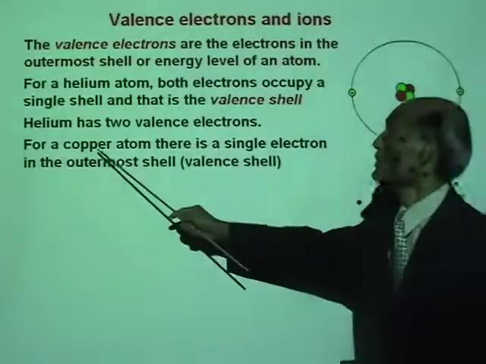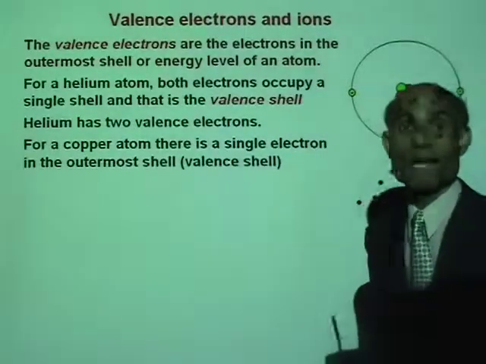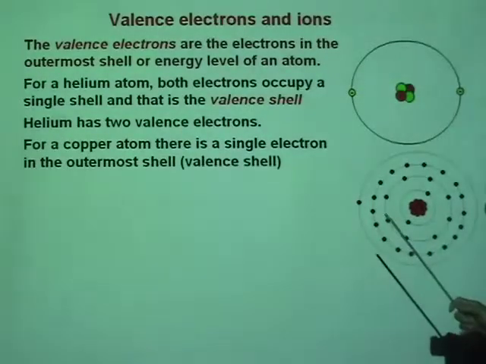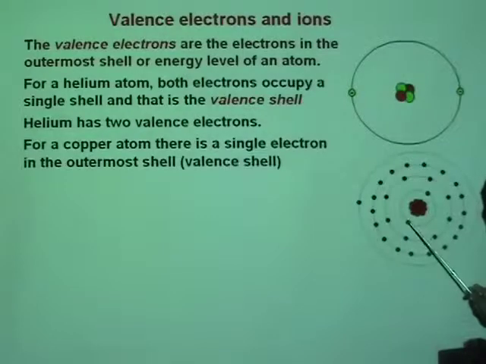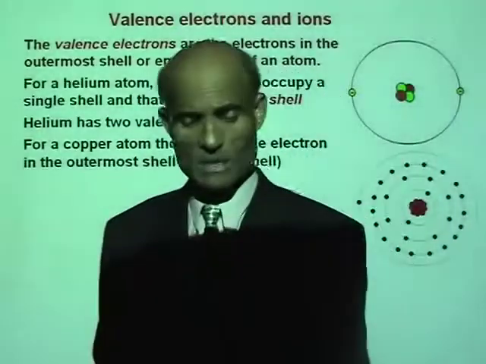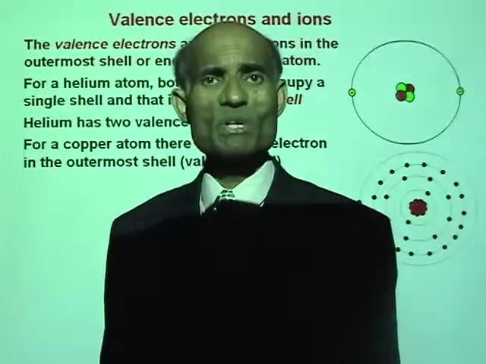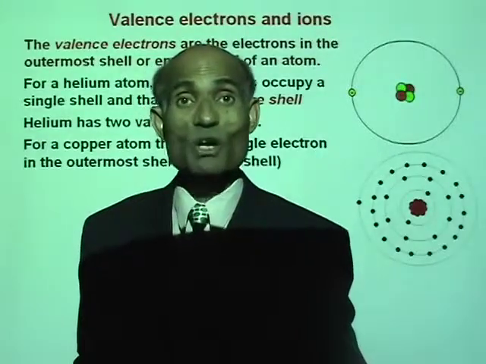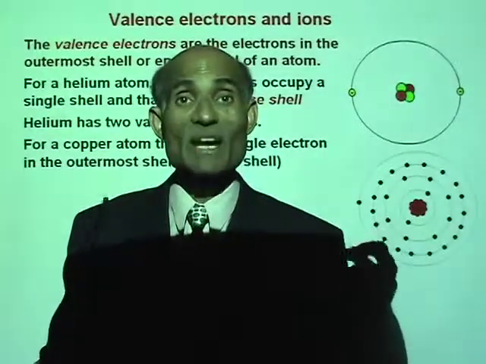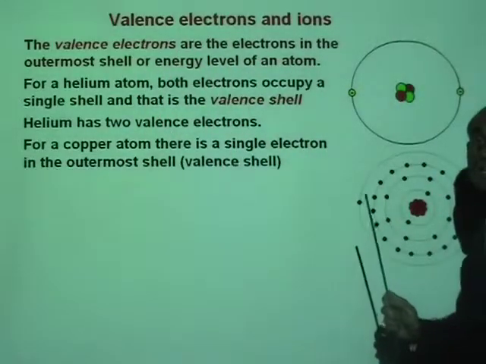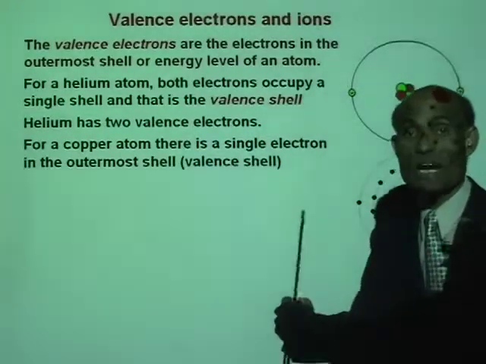On the other hand, if you look at a bigger atom like copper, if you remember the atomic number of copper, look at that here. The atomic number of copper is 29. Is that right? I'm sure you remember that one. The copper atom has 29 protons in the nucleus and 29 electrons in different shells. And we have talked about how these electrons are distributed.